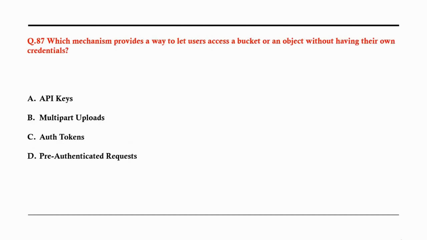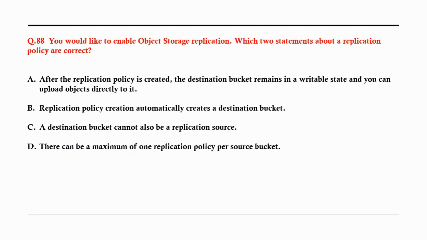Question 87. Which mechanism provides a way to let users access a bucket or object without having their own credentials? The correct answer is D, a pre-authenticated request.